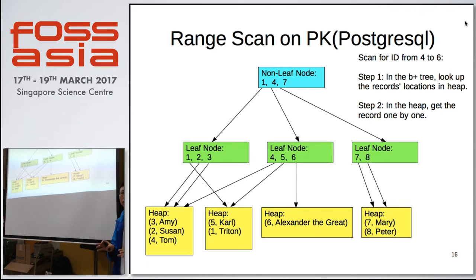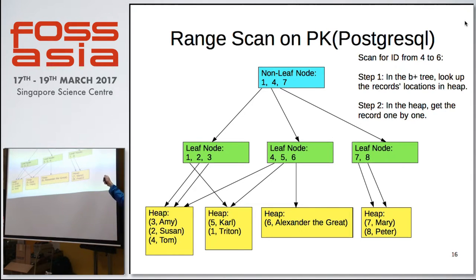If Postgres estimates that your range scan involves only a tiny amount of records, it will look up the B-tree to locate all the locations of the heap space, for example 4, 5, 6, and then do random IO on these heap spaces, which is slow if there is a large amount of random IO.